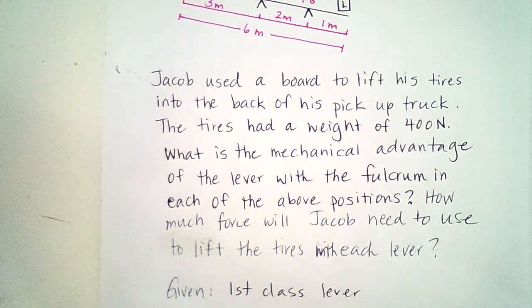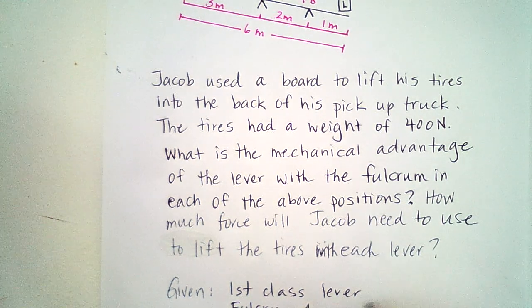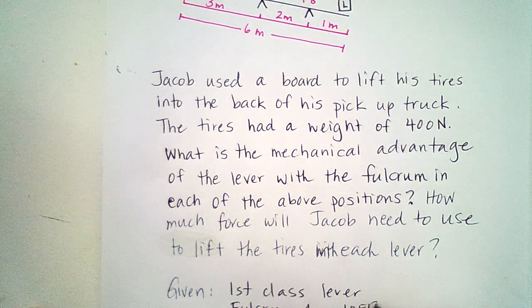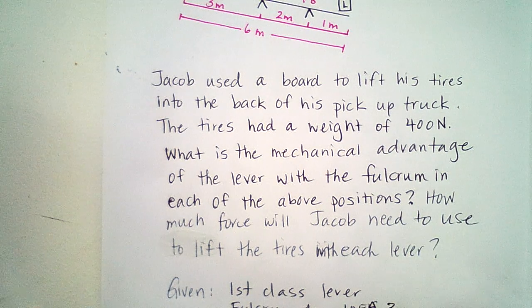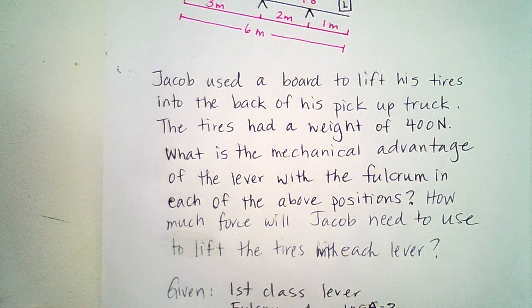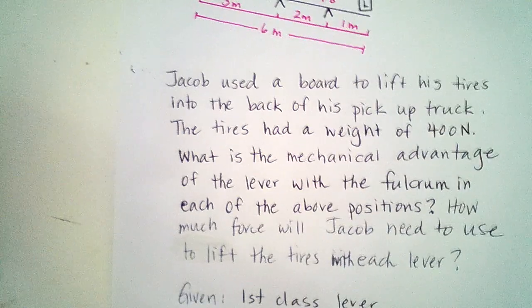There are two possible fulcrums, fulcrum A and fulcrum B. Okay, so when we have fulcrum A, the length of the effort arm is 3 meters. Length of the load arm is 3 meters. Okay, for fulcrum B, the length of the effort arm is 5 meters, and the length of the load arm is 1 meter. Okay, so if I go back to my picture, let me just slide this up like this.